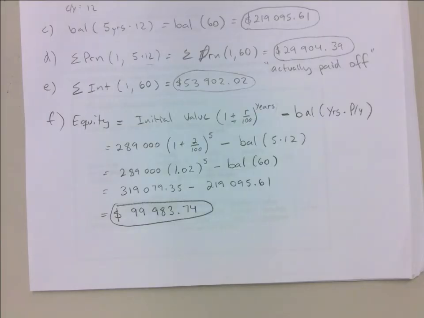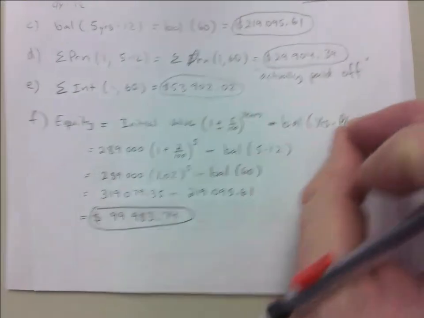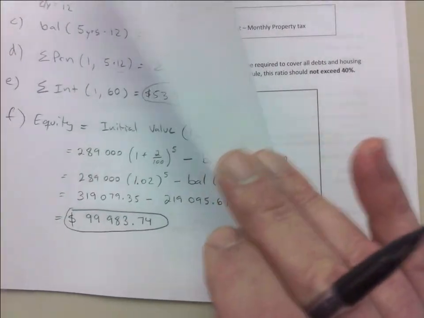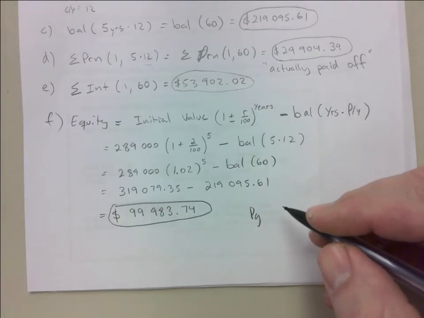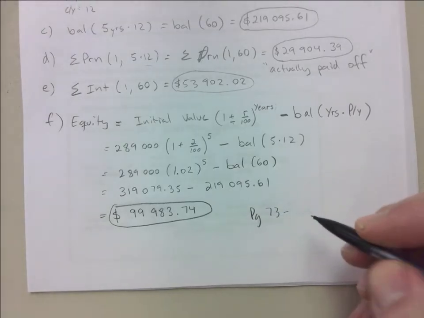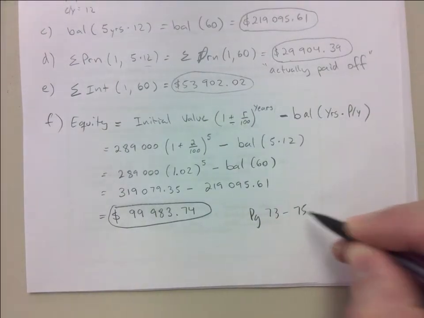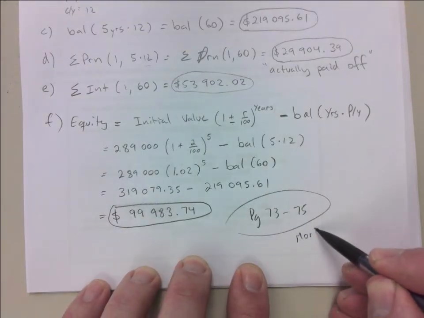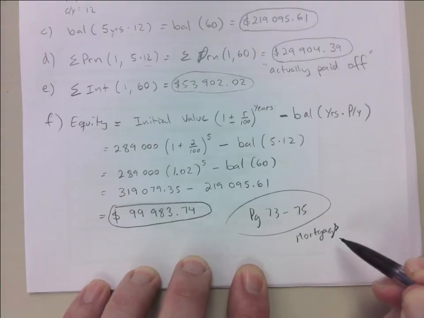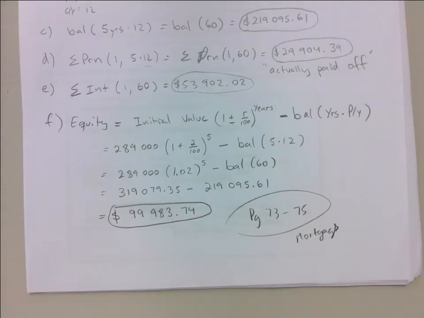And so if you want more mortgage type questions, I'm just gonna say pages 73 to 75, but some of you already did that, so that's good. That's mortgages. But I would say be good at mortgages, okay?